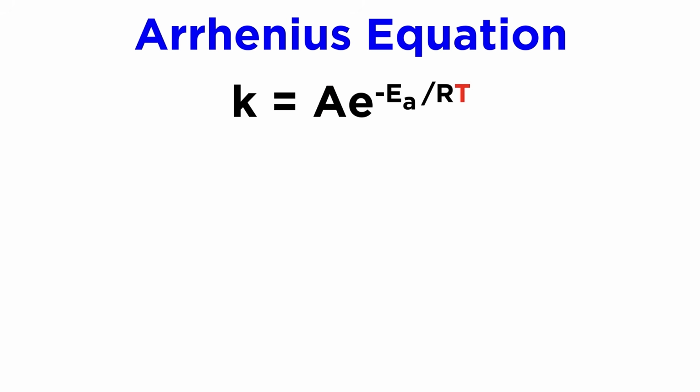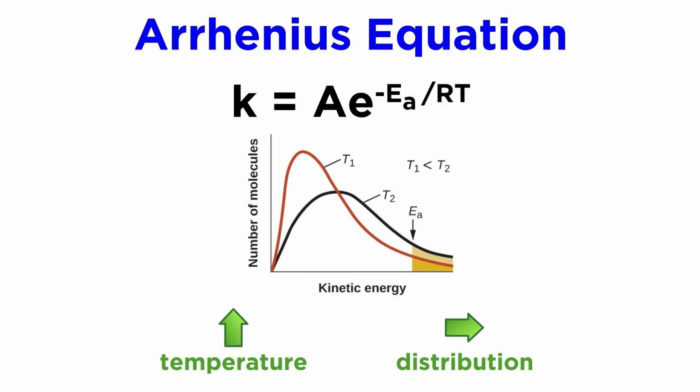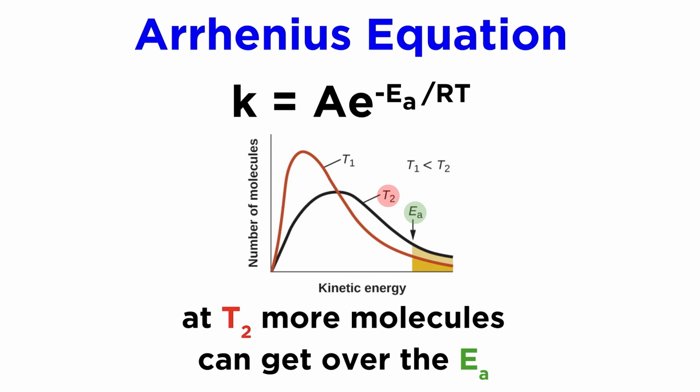As we noted earlier, this will certainly depend on temperature, and as we can see here on plots of the fractional distribution of molecules versus kinetic energy, as we raise the temperature, the whole distribution shifts right, which means more molecules will have more energy, and we can see that at the activation energy of the reaction, more molecules from T2 will have at least this much energy than molecules at T1, since T2 is greater than T1.